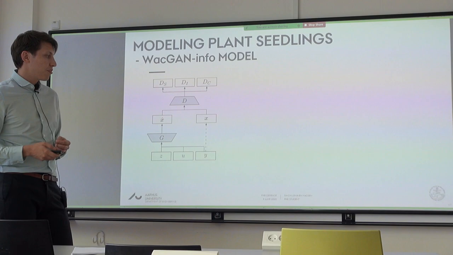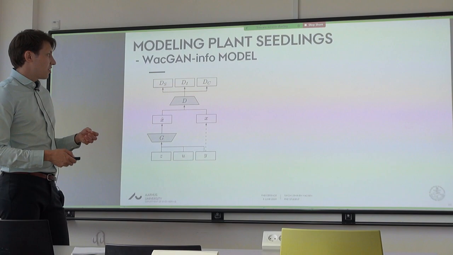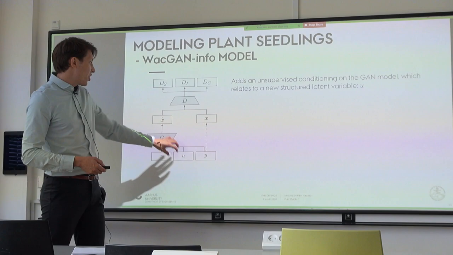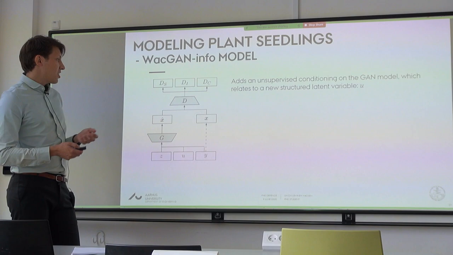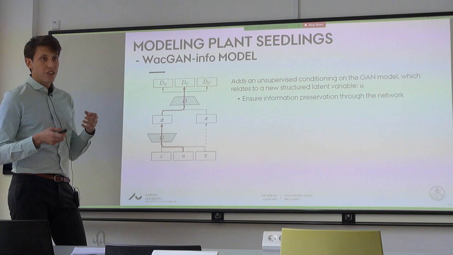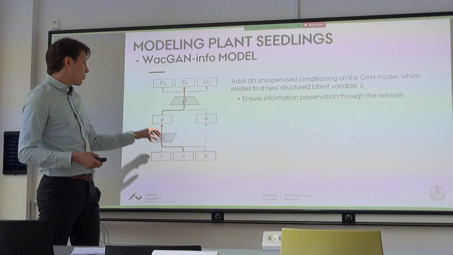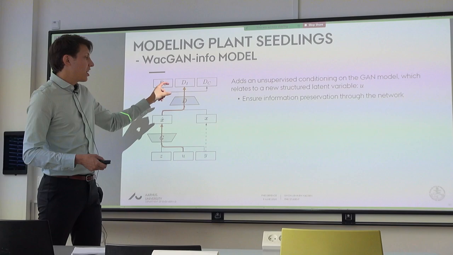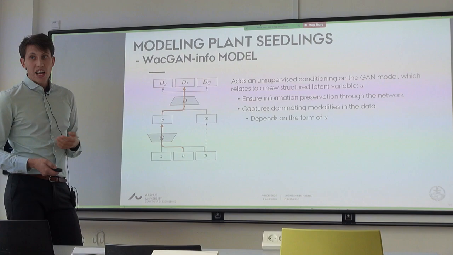I've done that by making an additional extension of the model where I've added a new unsupervised conditioning to the model, which is simply implemented as an additional input to the generator model and an additional classification at the output of the discriminator model. What we simply want to achieve here is information preservation through the network, so that when we input U at the input side of G, G is able to produce a sample from which D is able to recognize the value of U. And this should ideally capture these dominating modalities in the data.